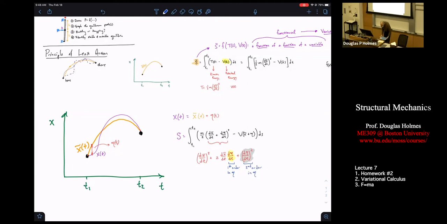To establish a minimum, we only need to consider the first order changes in eta. It's just like saying that to find equilibrium, we just need to consider the first derivatives of our total potential energy. First order variations in our total potential energy give us forces, things that will allow us to establish equilibrium.